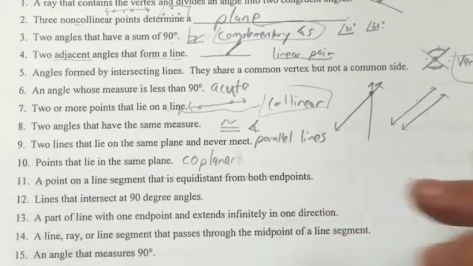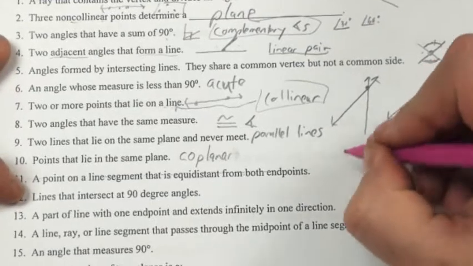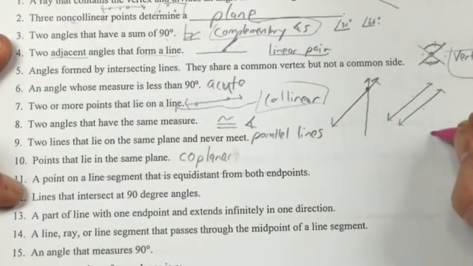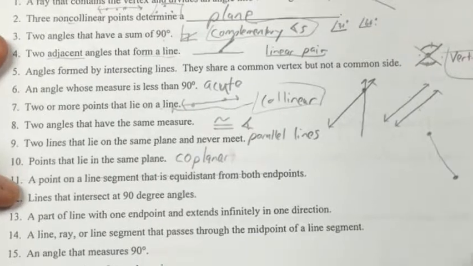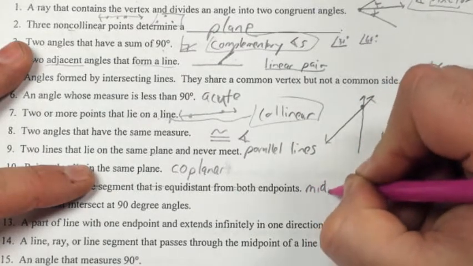Number 11, a point on a line segment that is equidistant from both endpoints. So we've got a line segment with our 2 endpoints. And I'm going to find a point that is equidistant, meaning that the distance from this endpoint to that one is the exact same as the distance from this one to that one. And if those two are the same, then this one must be exactly in the middle, and we call that a midpoint.